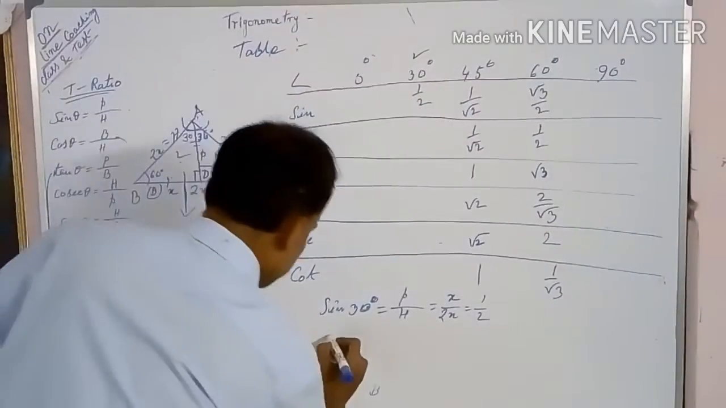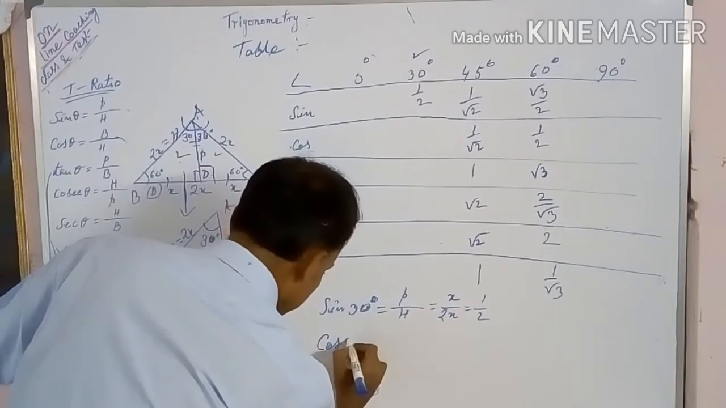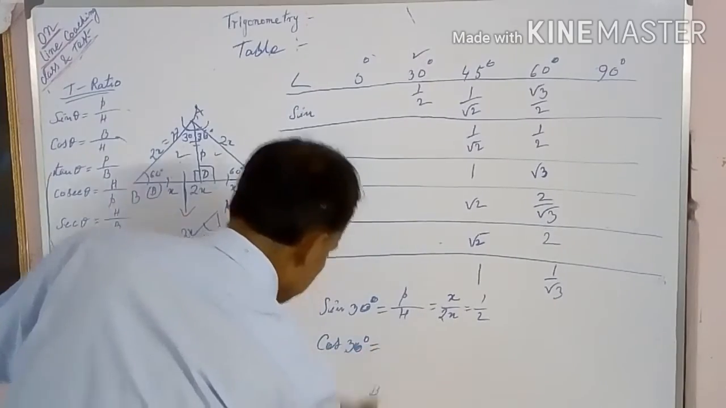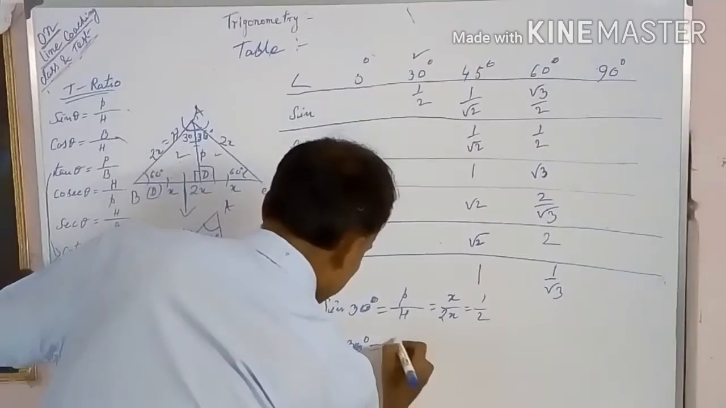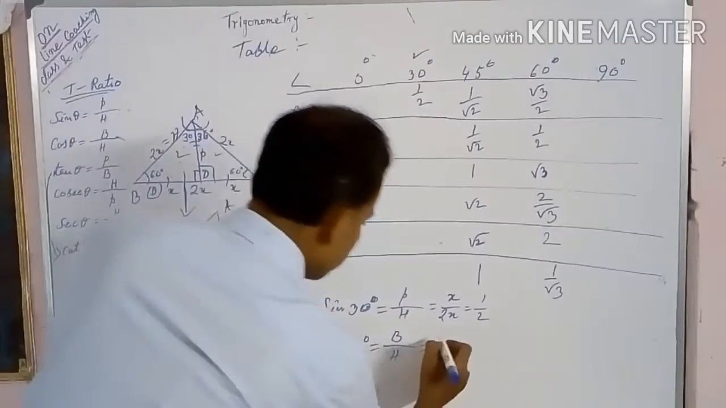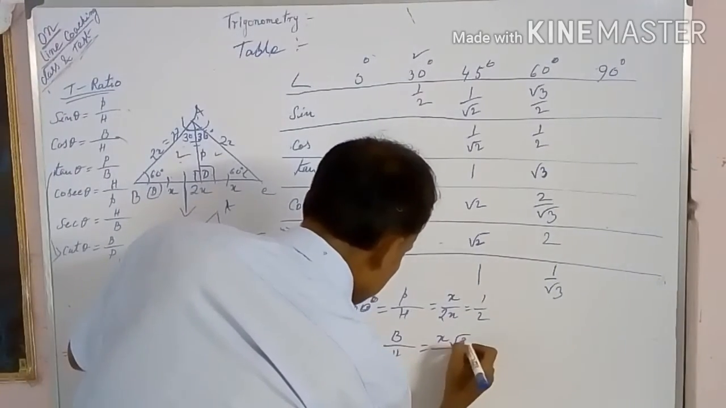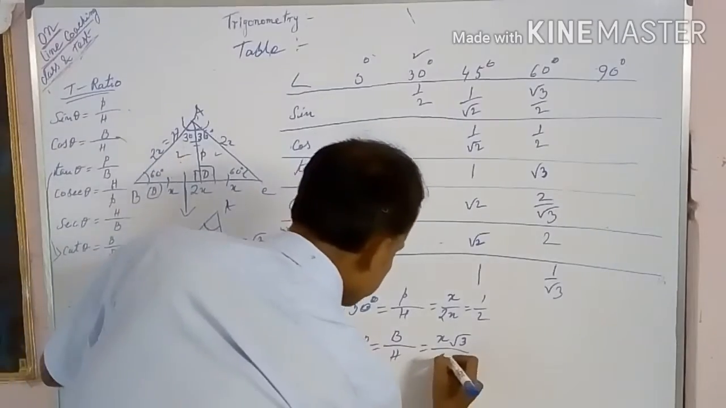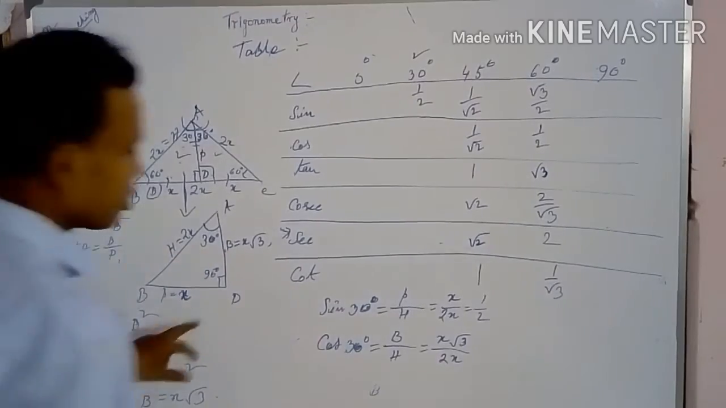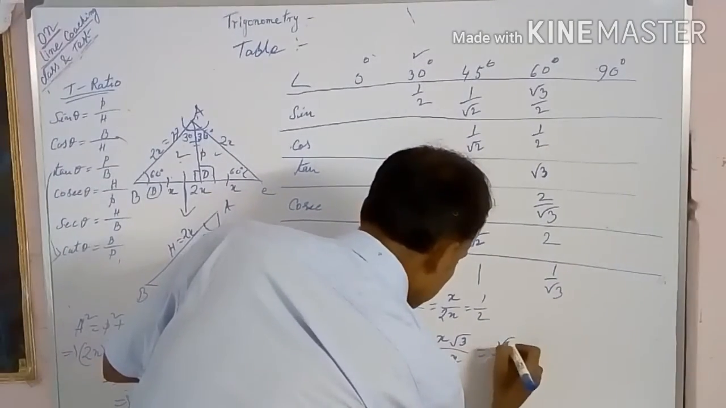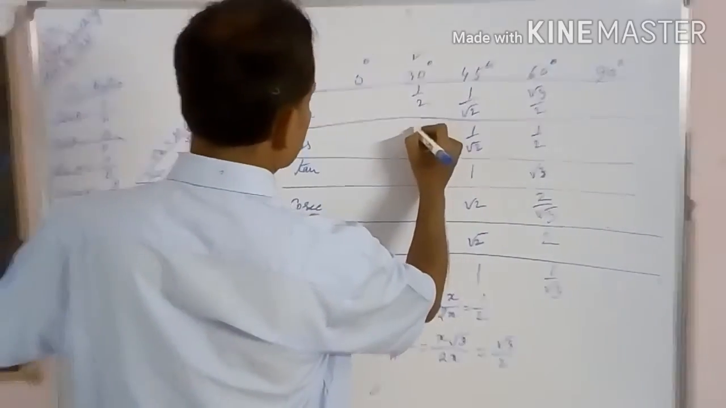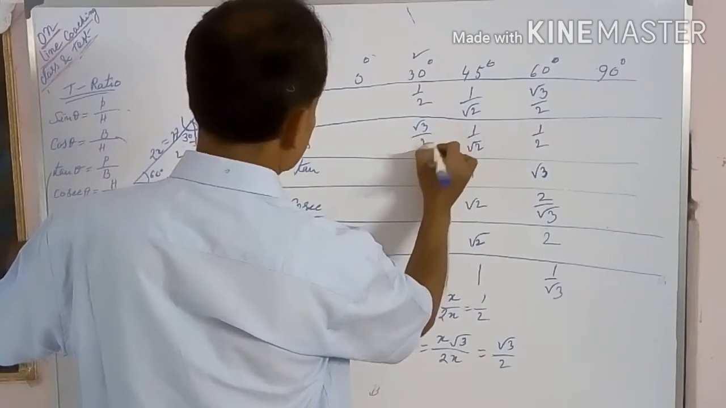Similarly, cos theta is equal to what? Cos theta here means 30 degree. It is equal to base by hypotenuse. What is the value of base? Base is equal to x root 3 by hypotenuse 2x. Hypotenuse 2x, base x root 3, then x cancels out, root 3 by 2. So cos 30 is equal to root 3 by 2.